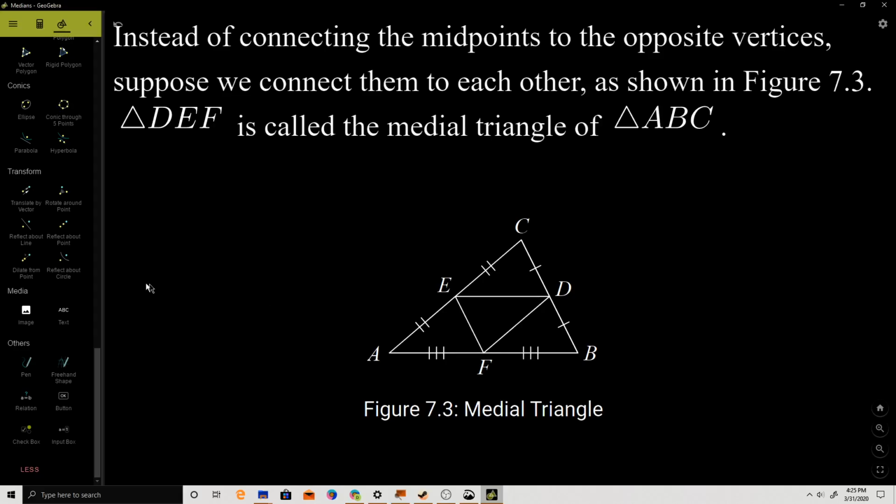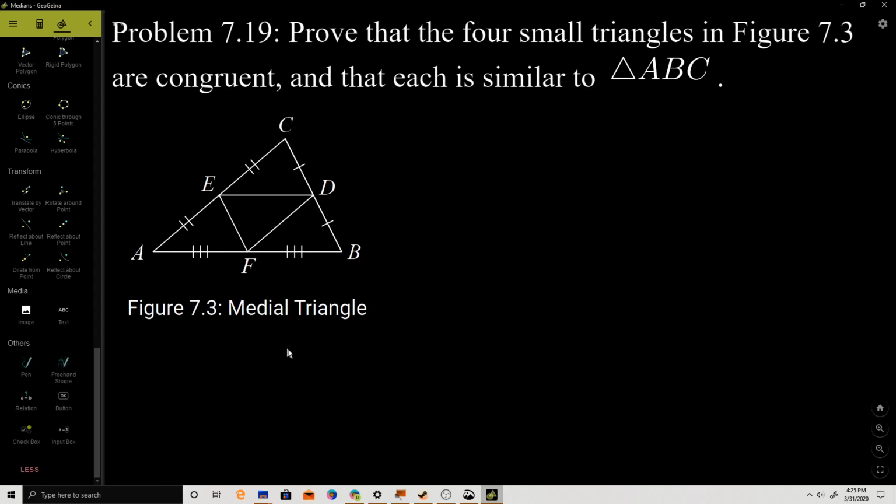Now, what is so interesting about a medial triangle? Well, let's try looking at it. So, 7.19. Prove that the four small triangles in figure 7.3 are congruent and that each is similar to triangle ABC. So let's start with, what do we know? I know that we have all the congruent sides labeled. Is there anything else that we could work with?